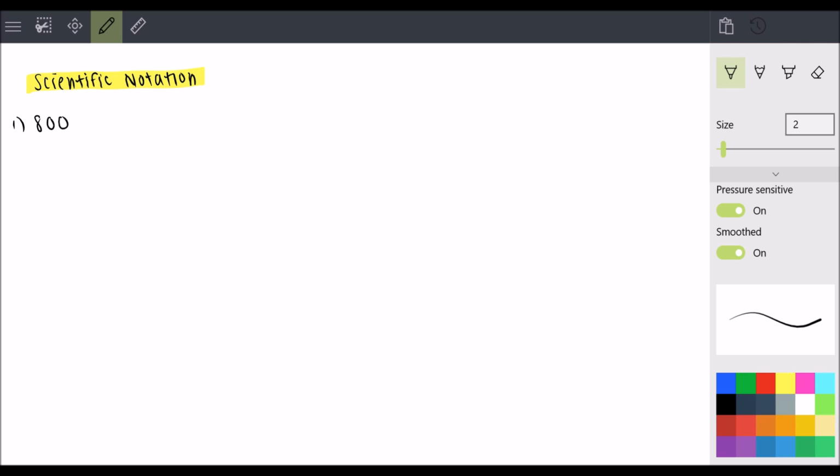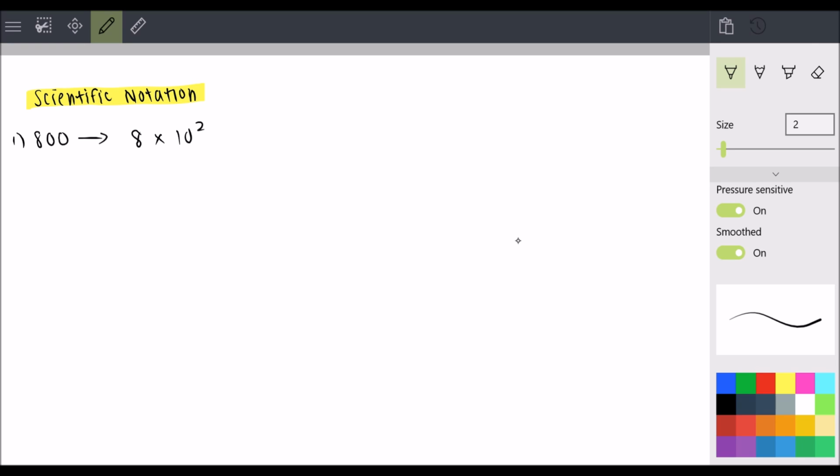Right now 800 is not in scientific notation, but if we want to turn it into scientific notation, here is how we would write it: 8 times 10 to the power of 2. Let's look at it this way. We can take 8 times 10 to the power of 2, which is 8 times 100, and this equals 800, bringing us back to our original number. So this is how this works.